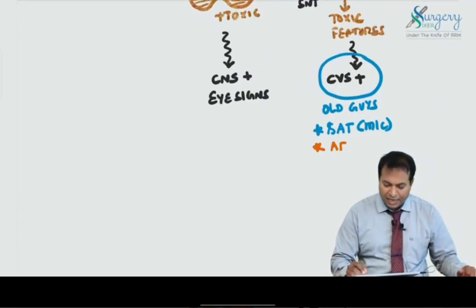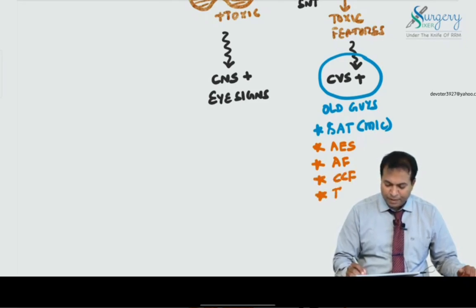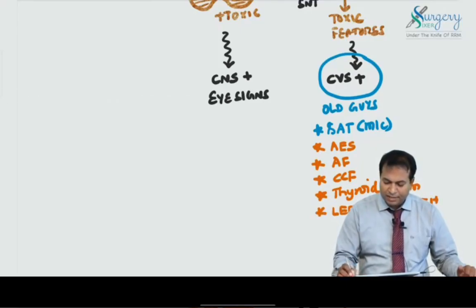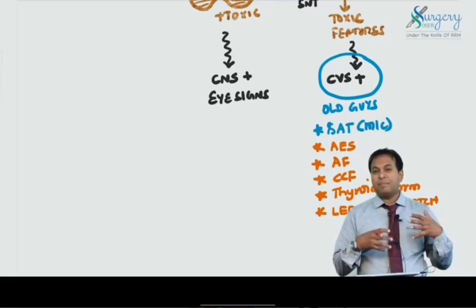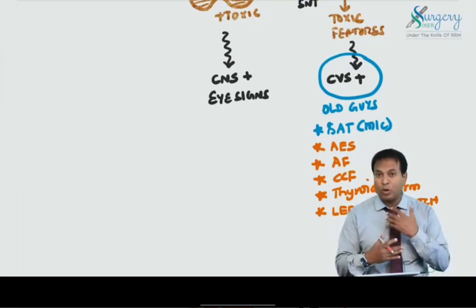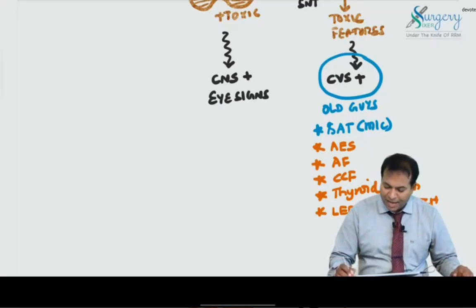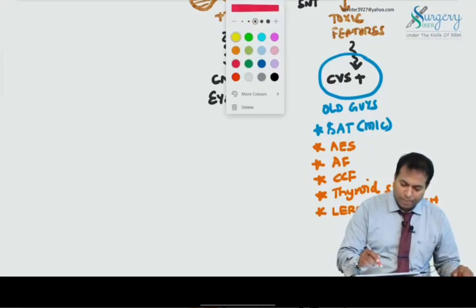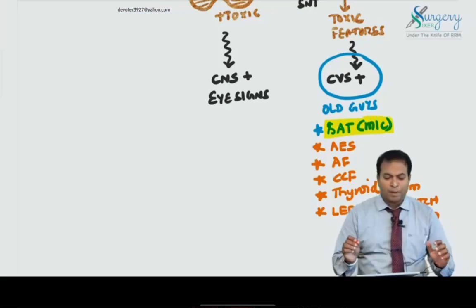Others are atrial extrasystoles, atrial fibrillation, congestive cardiac failure, thyroid storm, then Lerman's scratch sound, heard in the left second intercostal space. Some of these patients with hyperdynamic circulation will have Lerman's scratch sound. It is due to rubbing of pleura and pericardium. So please remember, the most common CVS feature of these patients is sinus tachycardia.